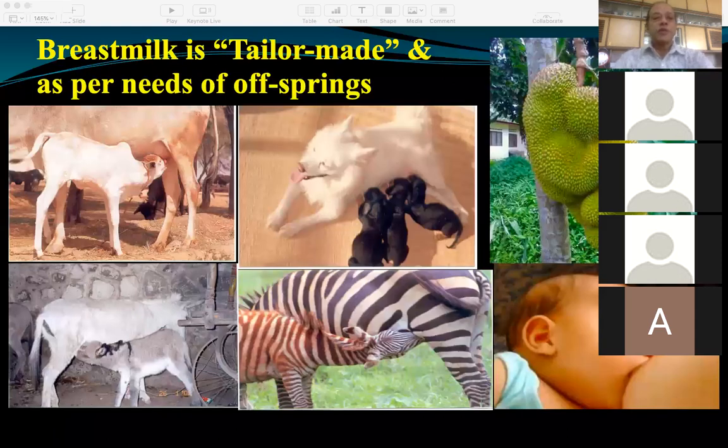We start with breastfeeding, and you must know that breast milk is tailor-made as per the need of the offspring. So breast milk of all the mammals will be different. The protein content will be different as per the growth rate of the offspring. So one milk cannot be compared with another milk. The breast milk is not only species specific, it is also gestation specific. So preterm milk will be different from the full-term mother's milk.